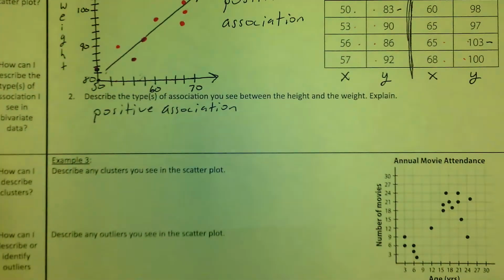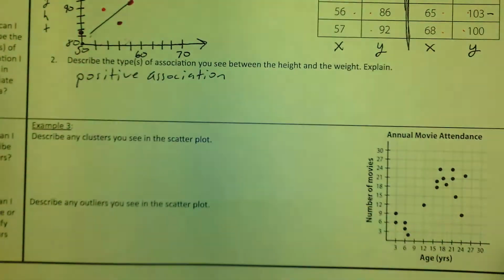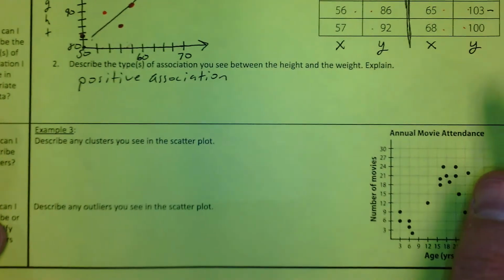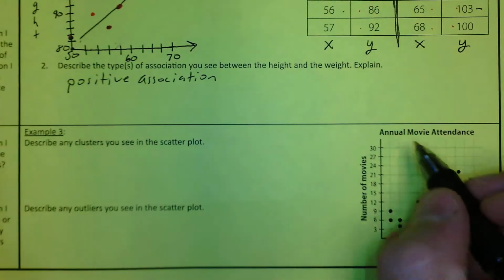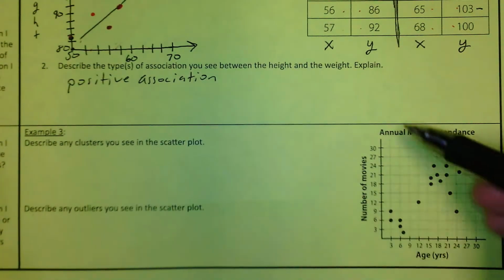Now, if we move on to example number 3. Okay, so example number 3. We have a scatter plot over here. And if we pay attention to the title, it says annual movie attendance. Age is my X. Number of movies is my Y.